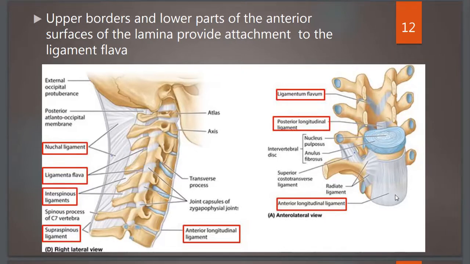This is the anterior aspect of the body, where we have the attachment of the anterior longitudinal ligament. On the posterior aspect of the body, we have the posterior longitudinal ligament. Between the laminae, we are actually seeing the ligamentum flava, isn't it?